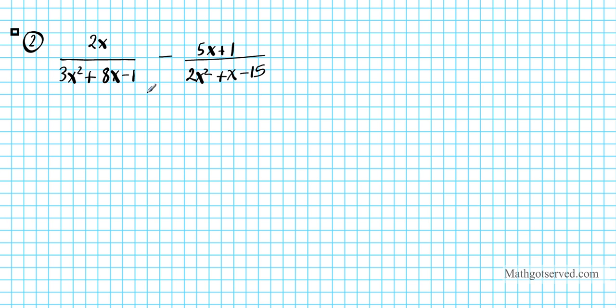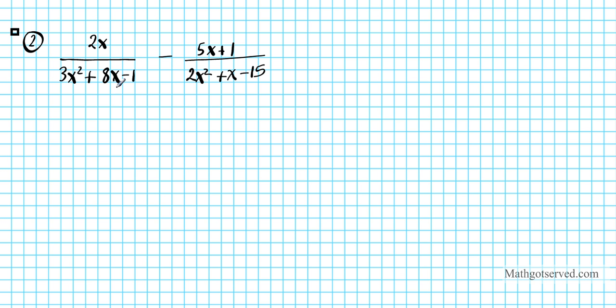All right, welcome back. Now let's try number 2. So for number 2, we're going to do the same process. We have 2x divided by the quantity 3x squared plus 8x minus 1, minus, in this case, on the right numerator, we're going to have a binomial expression, which will make the process a little bit longer, not too long, divided by the quadratic trinomial in the denominator, which is 2x squared plus x minus 15. Okay?